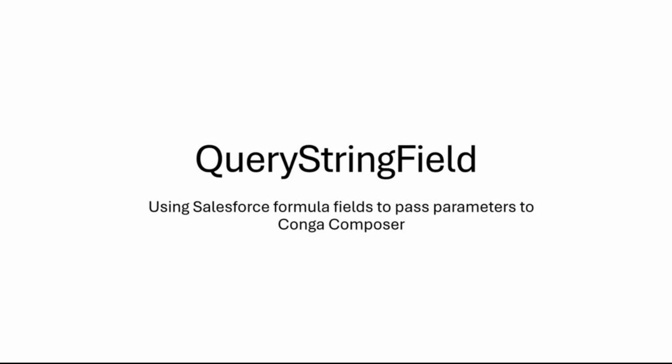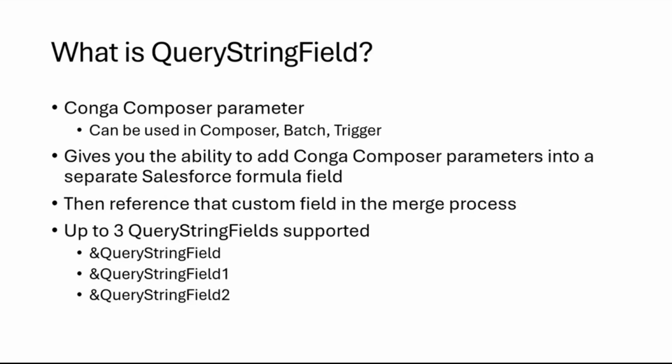In this quick video, we're going to walk through query string field, what it is, why you'd use it, and how to set it up in Conga Composer. So first off, what is query string field? It's a composer parameter that gives you the ability to add other Conga Composer parameters into a separate Salesforce formula field, and then reference that custom field in the composer merge process. You can reference up to 3 different query string fields with a different formula field for each.